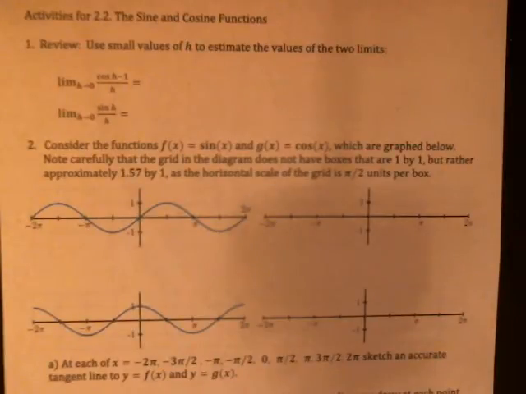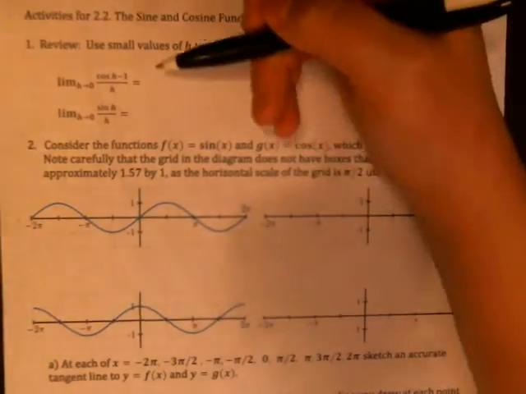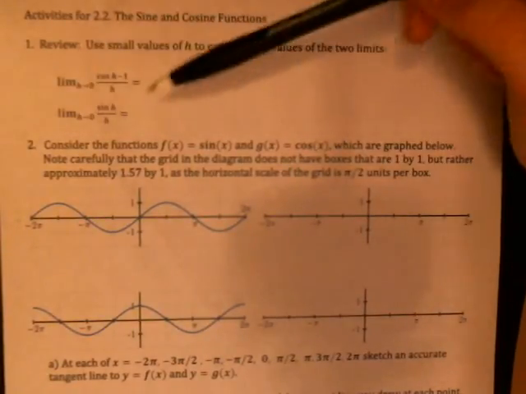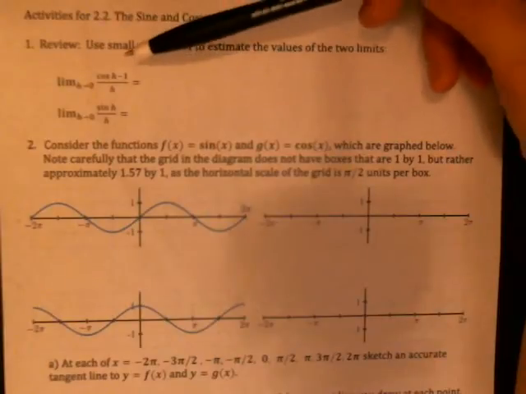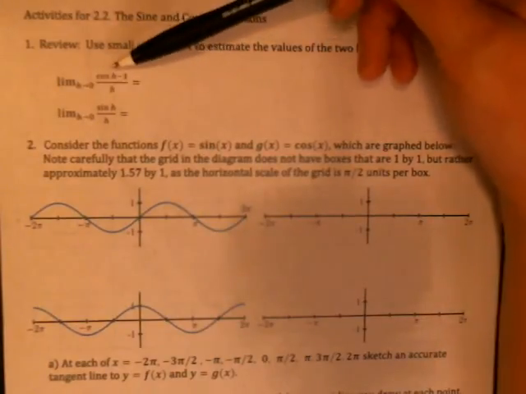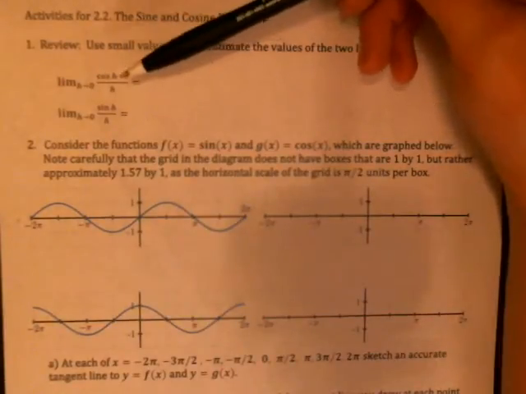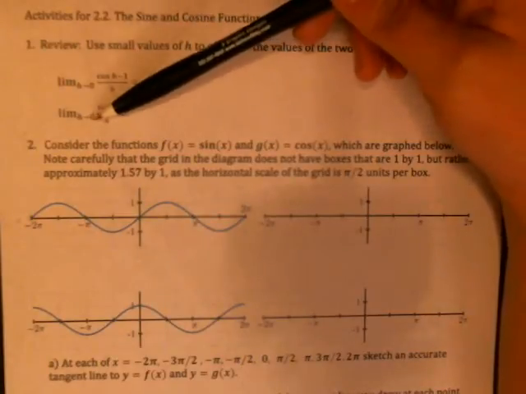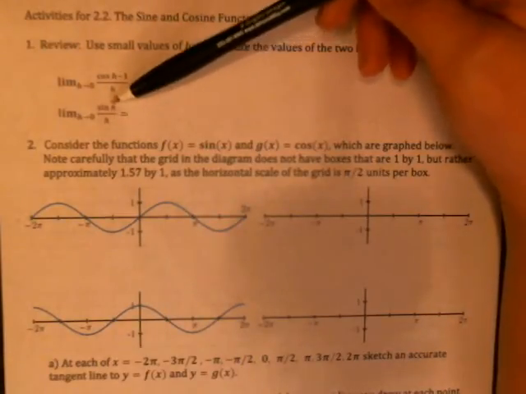Okay, so, let's see if I can think about this. The first one, we're going to use this on the next page, is the big reason it's here. But remember, you can find the value of limits numerically. Here, if we plug in 0, cosine of 0 is 1. So we have 1 minus 1, which is 0, divided by 0. So it's indeterminate. And here as well, sine of 0 is 0, so this is 0 over 0.